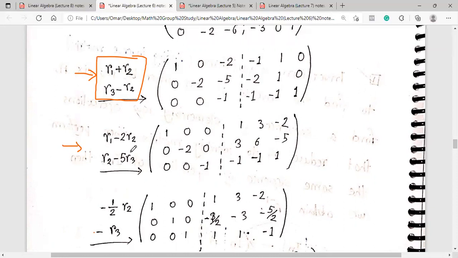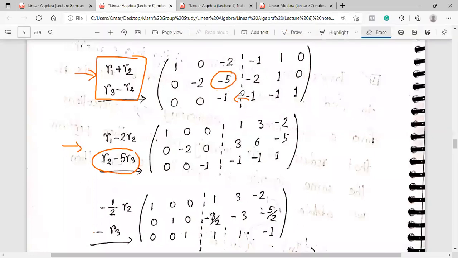Okay, let's do this operation first. It is R2 minus 5 into R3. You see here we have minus 5, right? To minimize those, we need this number and this number to be the same. If I multiply 5 with the third row, it will be 5 multiply minus 1, that means it will be minus 5. So you see this entry and this entry become the same.